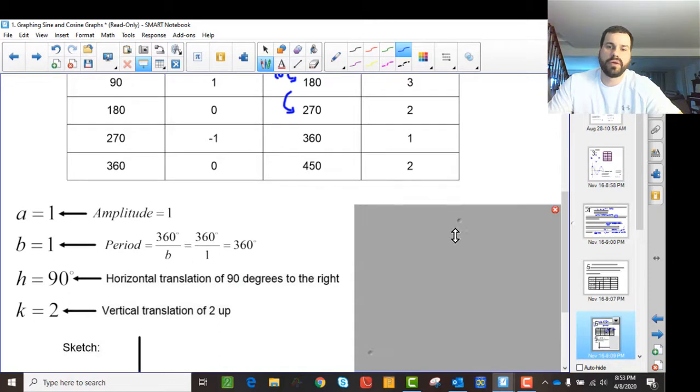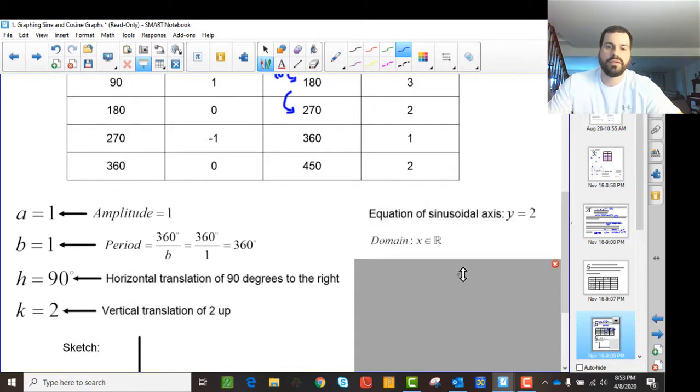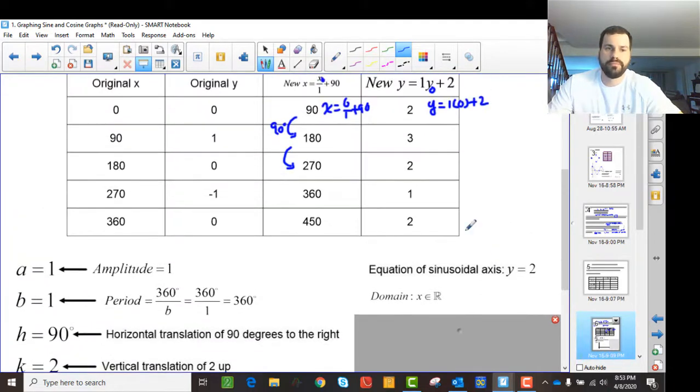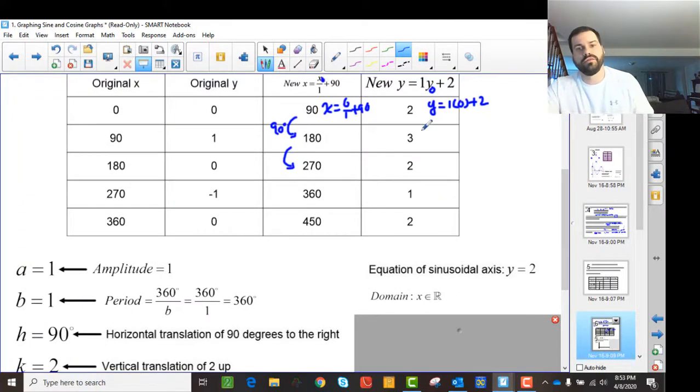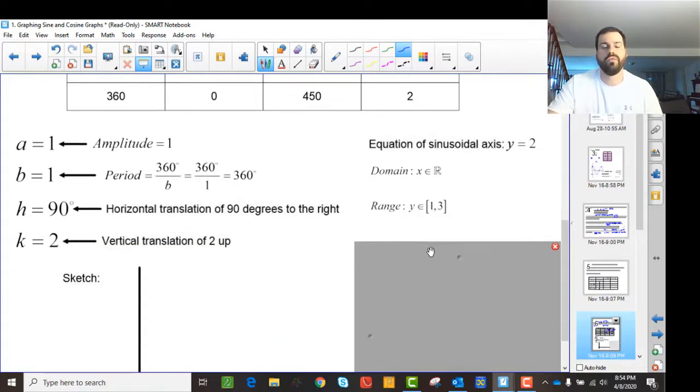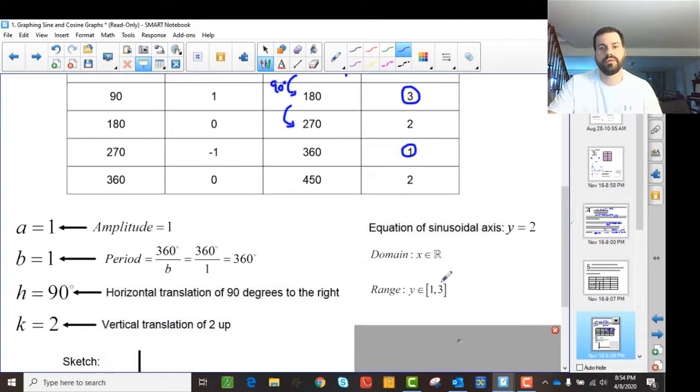And then I'm asked for the domain and range. Now, the domain is x belongs to real numbers for all sine and all cosine, every time, anytime, it doesn't matter. So that's easy. The range, you just look in your table. The highest number in my table is 3, and the lowest number in my table is 1. So my range is from 1 to 3. Okay, the minimum number goes first, and then the maximum number goes second.